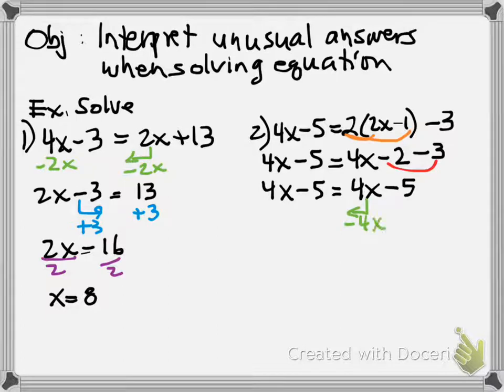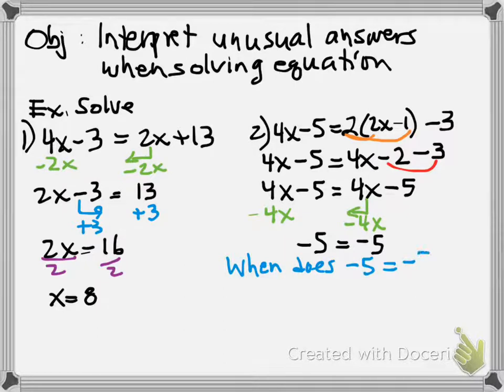So when I subtract 4x from both sides, if you hadn't noticed it already, something completely strange happens. The variable has been completely eliminated out of the equation. So now what we have to do is look at that answer, and we need to interpret it. So we have to ask ourselves a question. And the question goes like this. When does negative 5 equal negative 5?